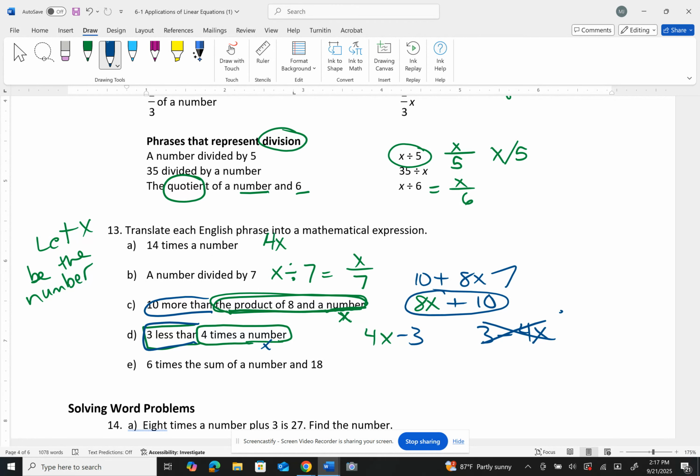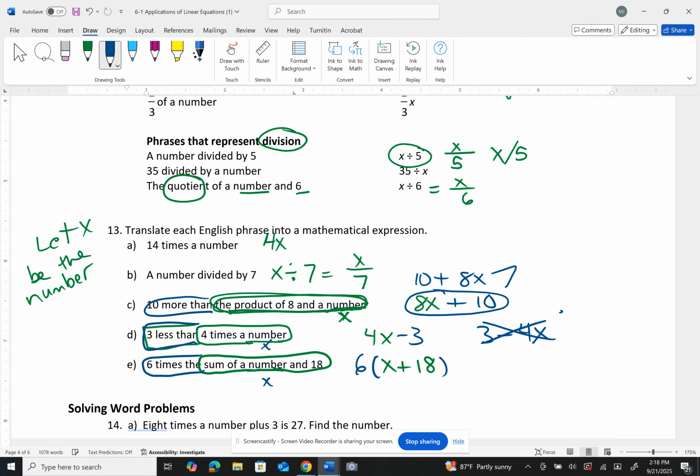Okay, and then one more. 6 times the sum of a number and 18. My first read is just looking for where they refer to the variable. I'm going to let that be x. So now I'm backing up to an operation word. I need the sum of a number and 18. The sum, that's x plus 18. Okay, now I'm going to back up and do 6 times that quantity.